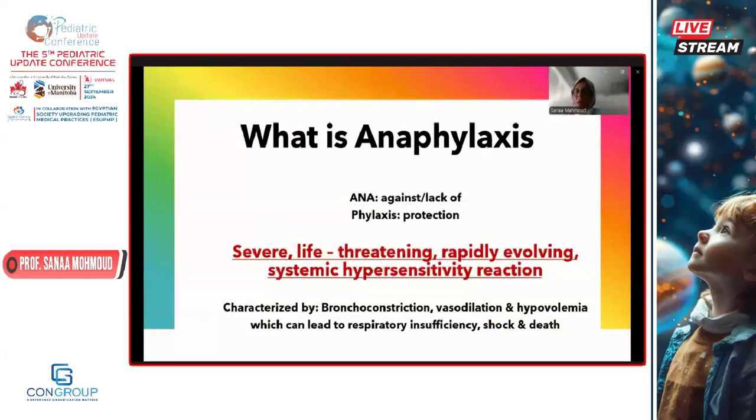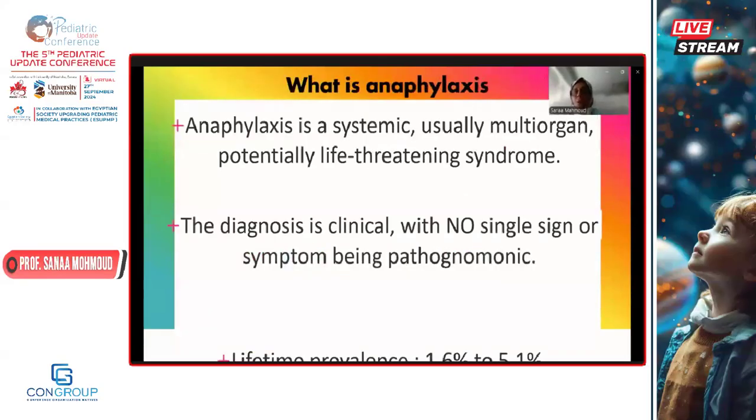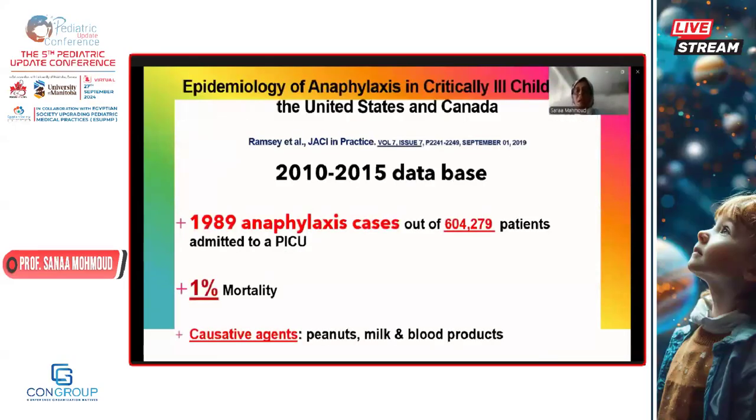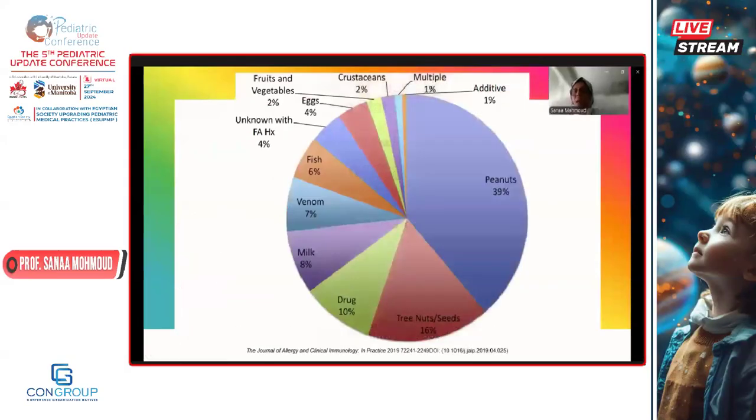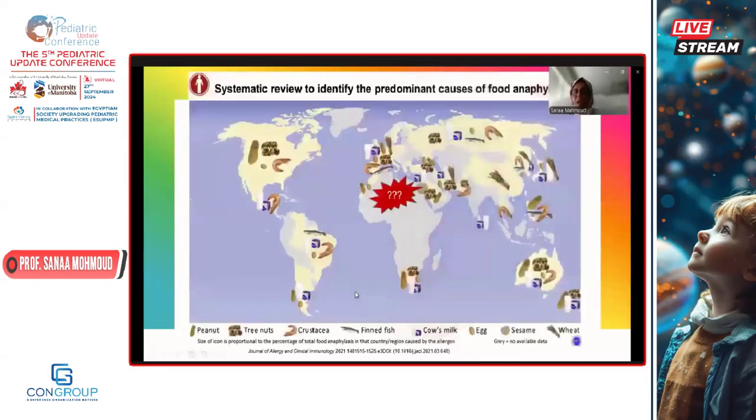احنا بنقول إن الأنافيلاكسيس لايف ثريتنينج ورابيدلي إيفولفينج ويجوالي مالتي سيستم، وأهم حاجة إنك تلحق تعالجها في أول 5 دقائق، هتفرق جدا. كم حالة أنافيلاكسيس مثلا ممكن في الخمس سنين دول؟ حوالي 2000 حالة out of 600,000 عيان في البيكيو عندهم مورتاليتي 1%. يعني معظمها نتيجة الفود ألرجي، لكن 10% بتبقى نتيجة الدراج ألرجي. عندنا في مصر قد إيه ما نقدر نعرف.